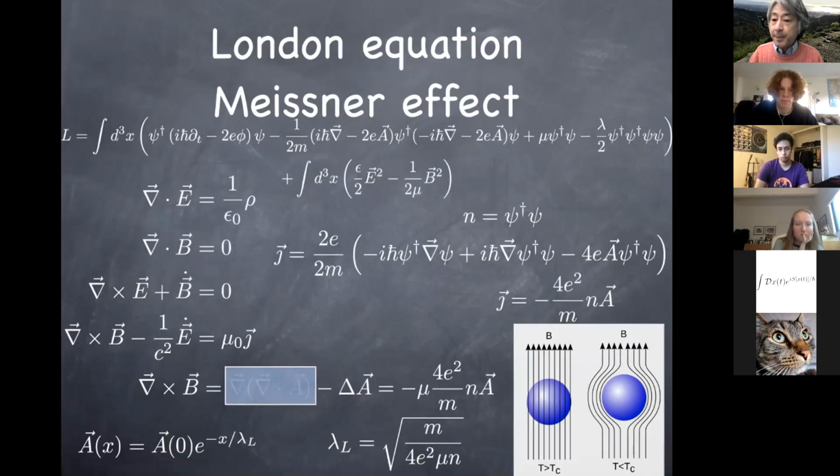But now that the current depends on this vector potential, you find this interesting equation here, that's the London equation, namely the Laplacian of the vector potential is proportional to the vector potential itself. That will lead to this solution that is exponentially damping, and hence only a skin depth of penetration of the magnetic field into superconductor, and that's the Meissner effect.